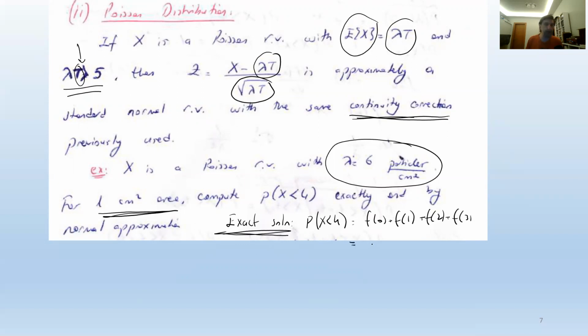So for each one, if you take the exponential, the Poisson distribution formulation is going to be simple. Please check what I'm doing, I'm doing it a little bit fast. And the result is 0.1512, I'm sorry. Okay, so this is the exact solution for smaller than 4 events or 4 particles per centimeter square. Now the approximate solution.